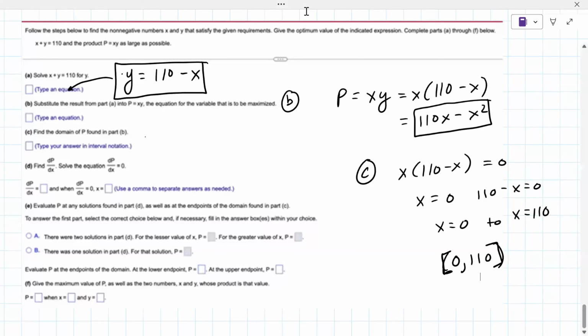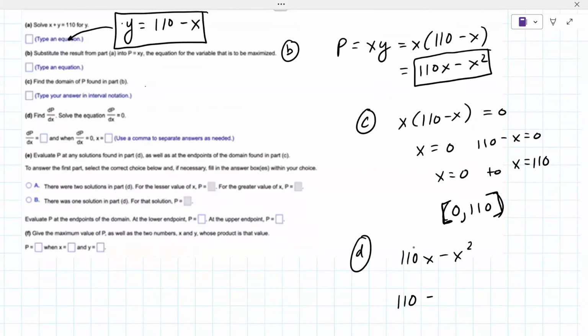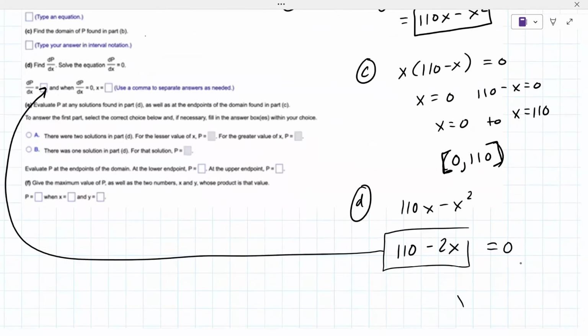Part D is to take the derivative of this 110x minus x squared. So the derivative of this is 110 minus 2x. That's the first box in there. And then you have to set it equal to 0. So when you set it equal to 0, you find that x is 55. That's the second box there.